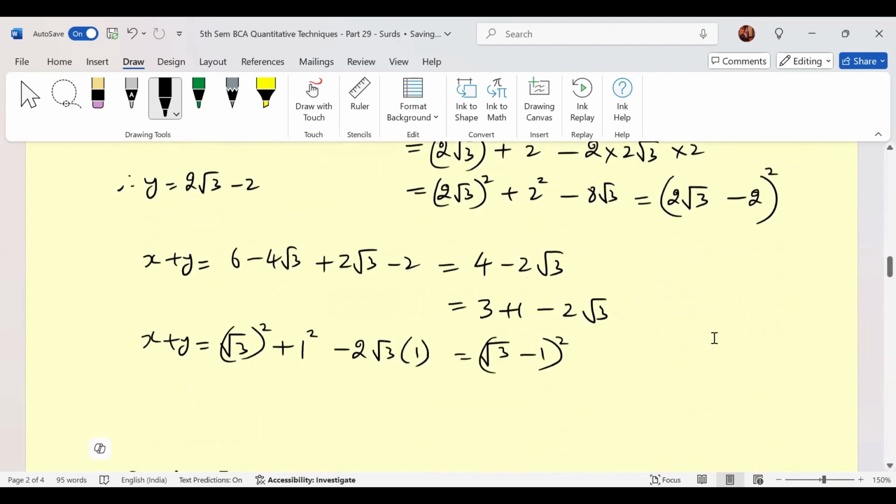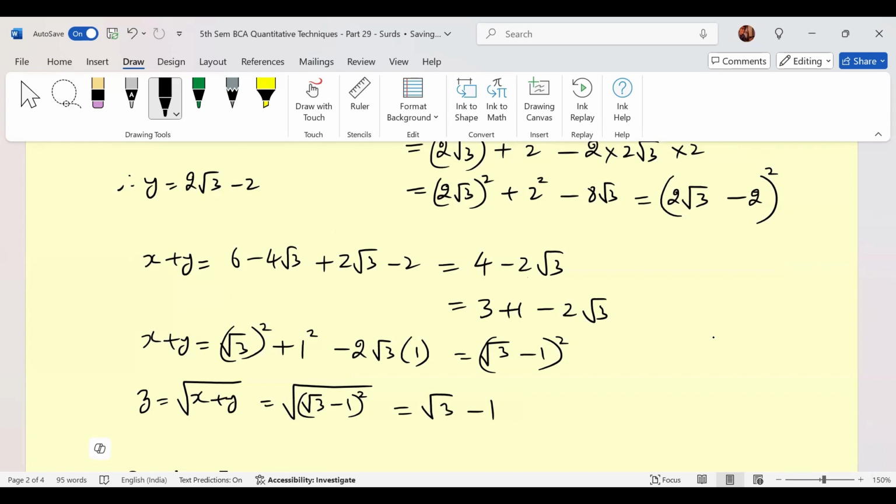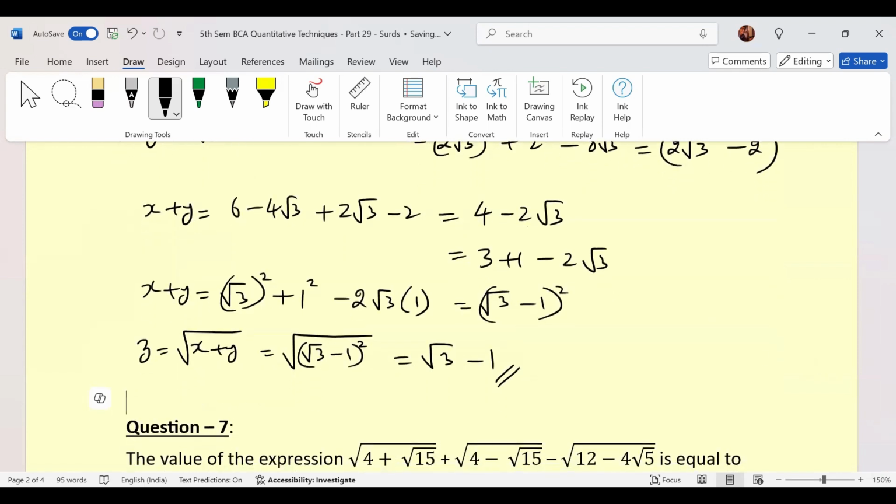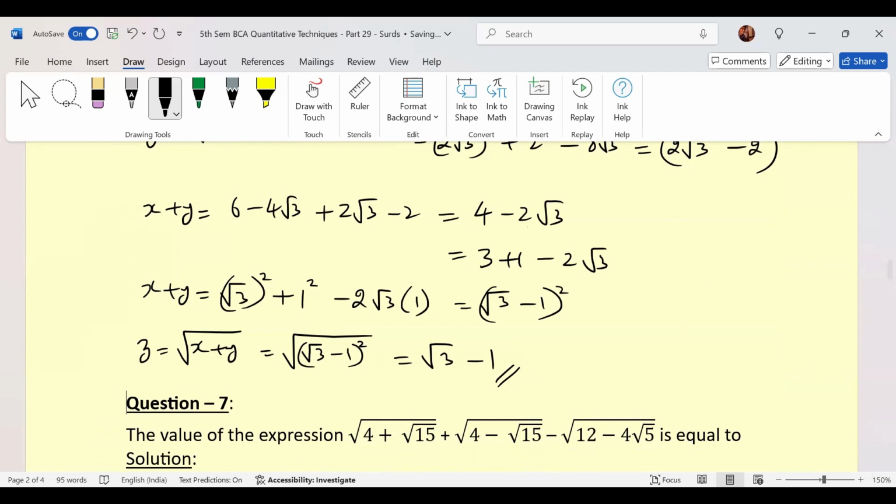So now z is root of x plus y, which is root of root 3 minus 1 the square, which will become root 3 minus 1. That will be your z. So that is the solution for this. Let us move on to the 7th question.